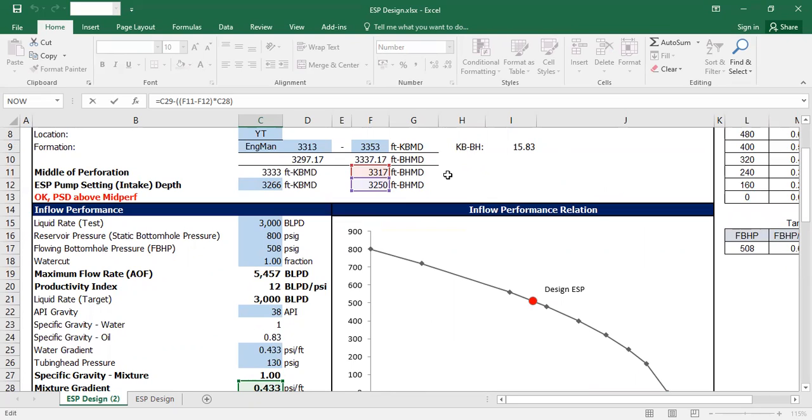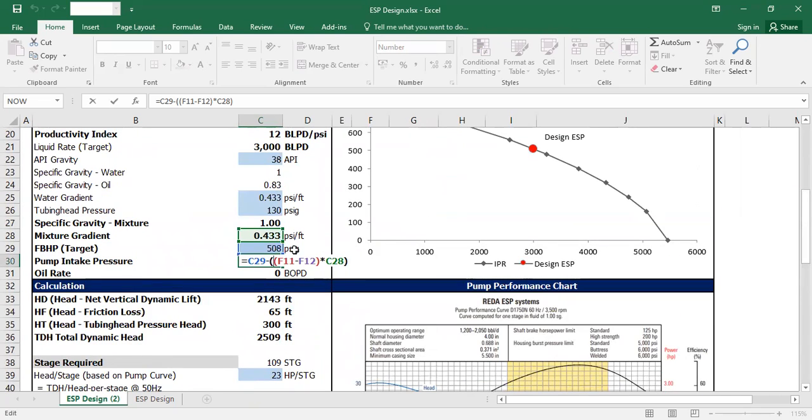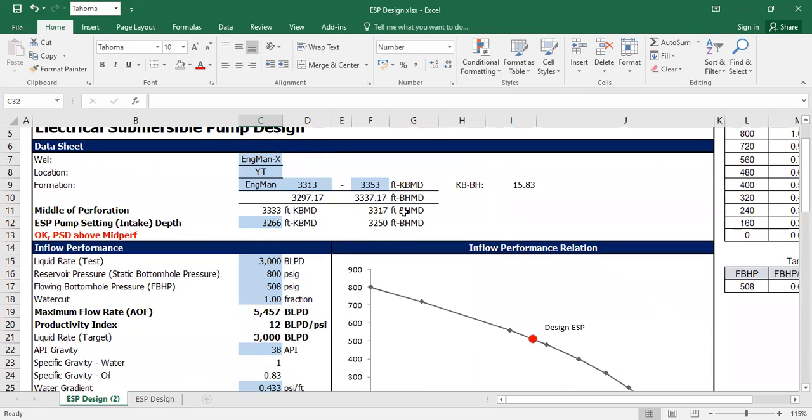So I need to change this to the true vertical depth version. Later on, I will do that. And of course, it is multiplied by the mixture gradient. And the oil rate, based on this liquid rate and the water cut, is of course 0 because there is no oil, only water. So I will do the trajectory calculation so that I have fit BHTVD like this. Let me pause for a while.